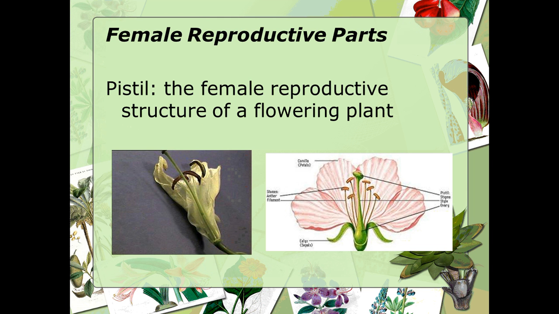Now on to the female reproductive parts. The pistil. This is the name for the female reproductive structure of a flowering plant. It's this tall part that sticks up right in the middle. And you will see that there are stamens all around, and that pistil comes right up through the middle. Again, hopefully you were able to see this during your flower dissections.